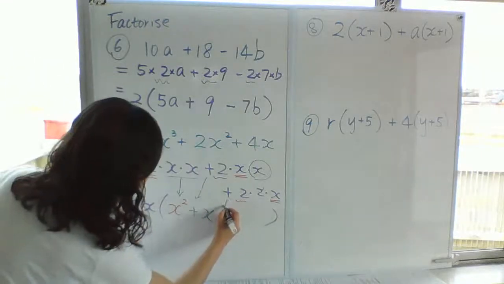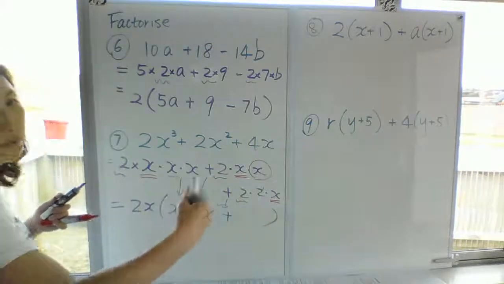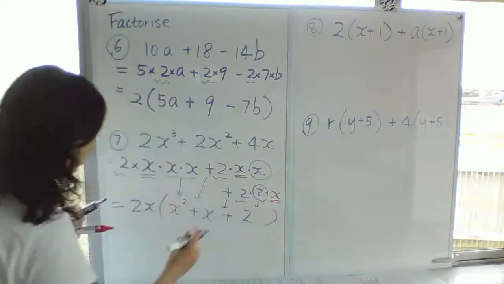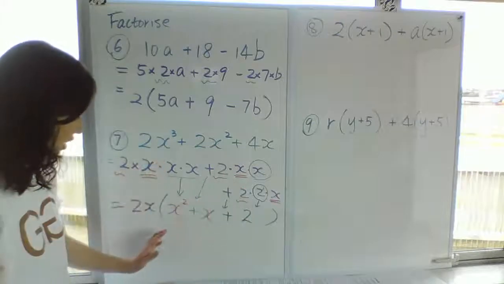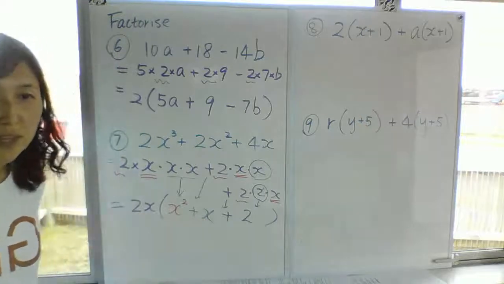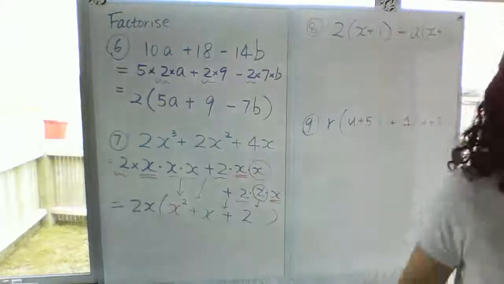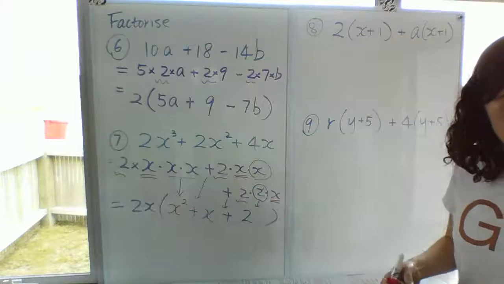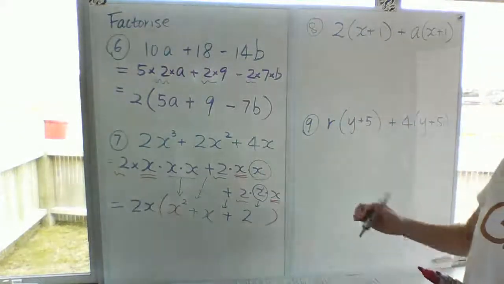And then you have another plus sign here. You just need to do everything in order, so that you're not missing anything out. And then you have this 2 left here. So what you should have is 2x times the entire bracket. And then inside the bracket, you will get x squared plus x plus 2. Okay, I think this is probably the tricky one when it comes to doing this kind of thing. Just too many letters, too many powers. So now let's have a look at question 8 and question 9.